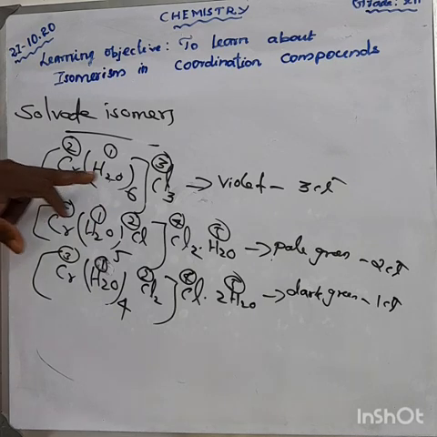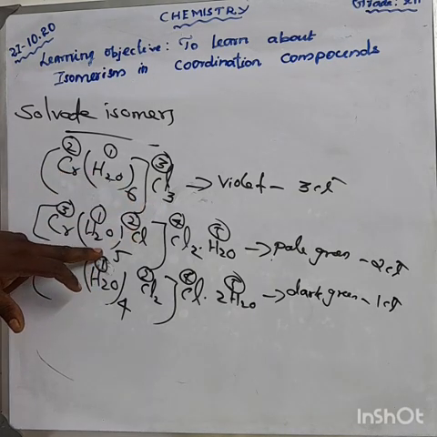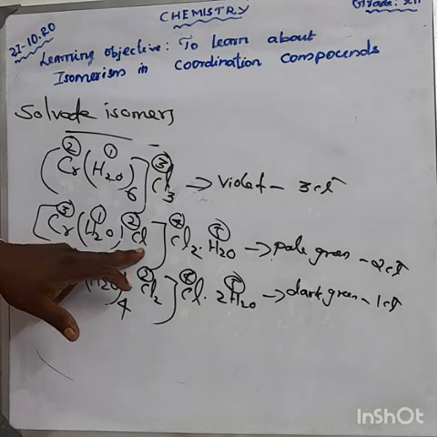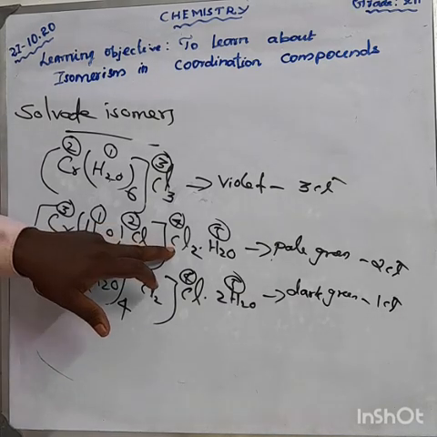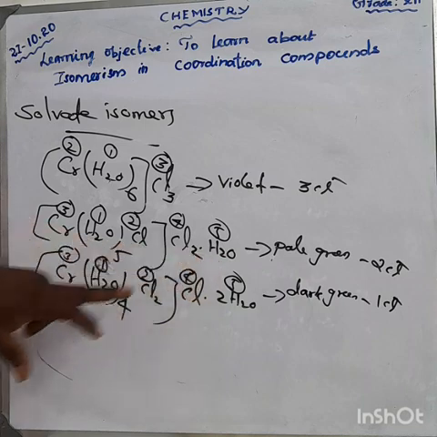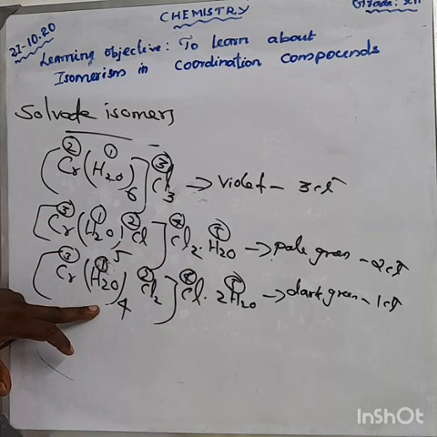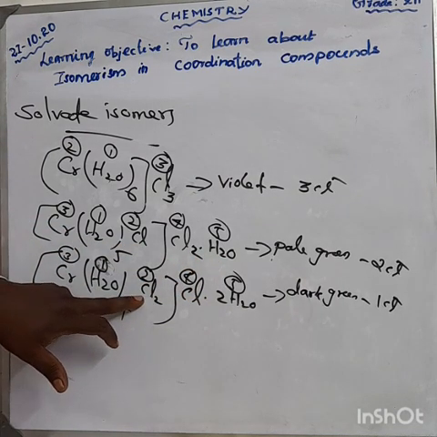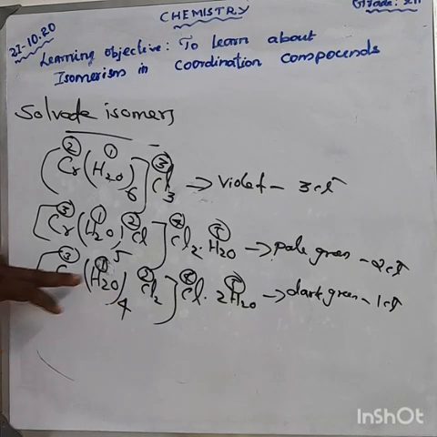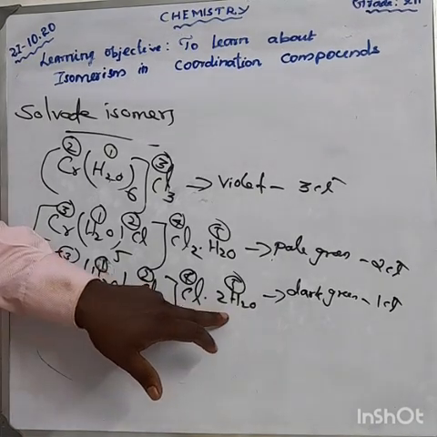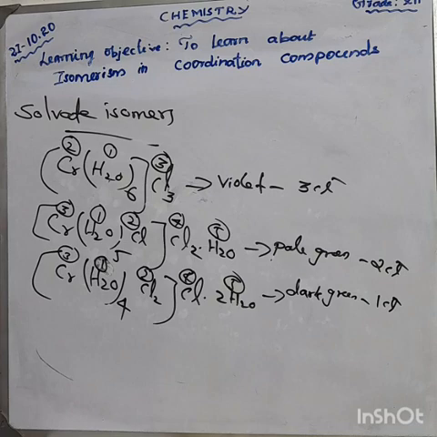Hexaaqua chromium(III) chloride. Second one, pentaaqua chloro chromium(III) chloride monohydrate. Next one, tetraaqua dichloro, here I have 2 chlorine, dichloro chromium(III) chloride dihydrate. Okay, these are the examples.